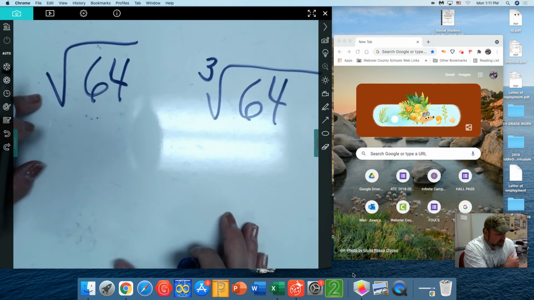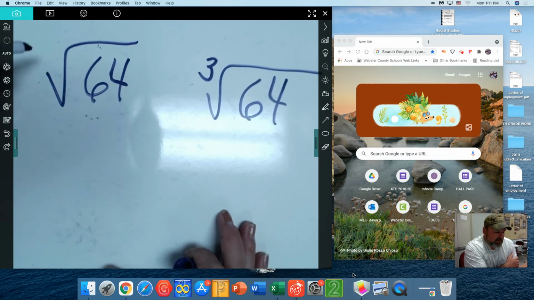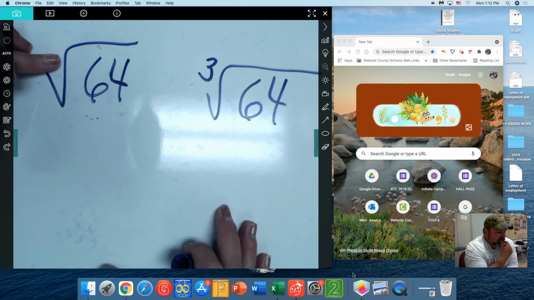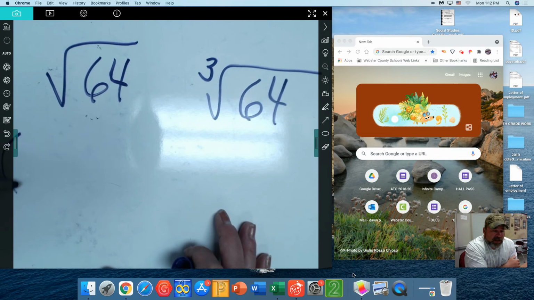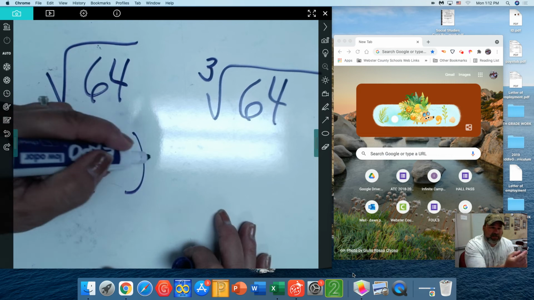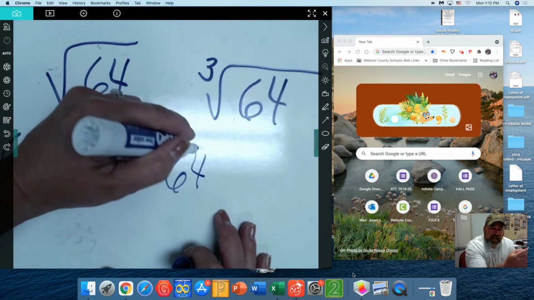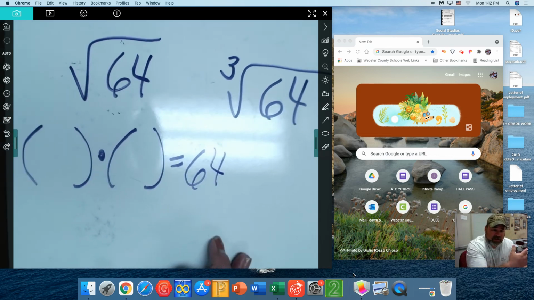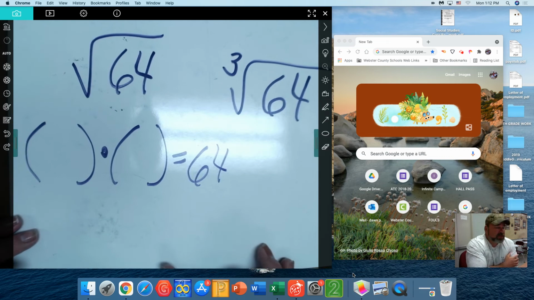Well, if they ask you for the square root of 64, even though they don't have the 2 there, it's understood to be a 2. So they can either have the 2 there or not have the 2, but it means square root. Yeah, and that's really important too because you can take any number root. And so, like Miss Powell said, when there's nothing written there, then we know that it's a 2, it's the square root. And that's what we deal with the most.